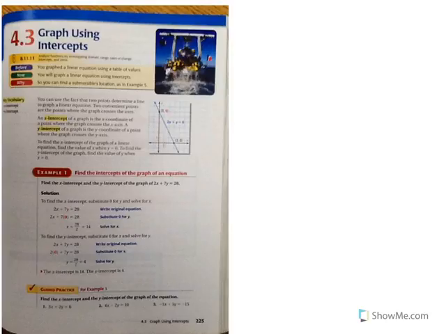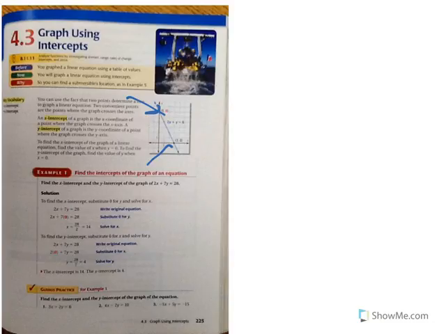Graph using intercepts. So we're on page 225, and we're going over how to graph using the standard form and basically two easy to figure out points, the x-intercept and the y-intercept. Now the x-intercept is the point at which the graph crosses the x-axis, and the y-intercept is where it crosses the y-axis, which is right there. So basically, if you can plot those 2 points, then you can have a line.